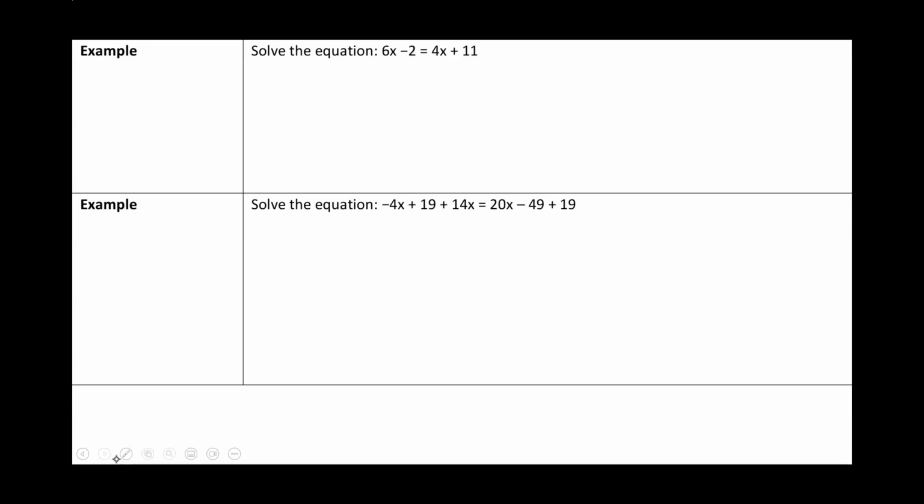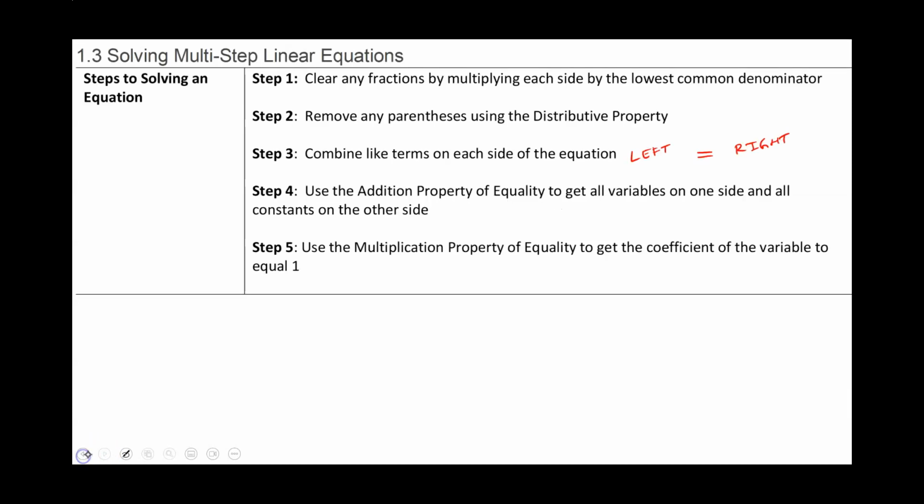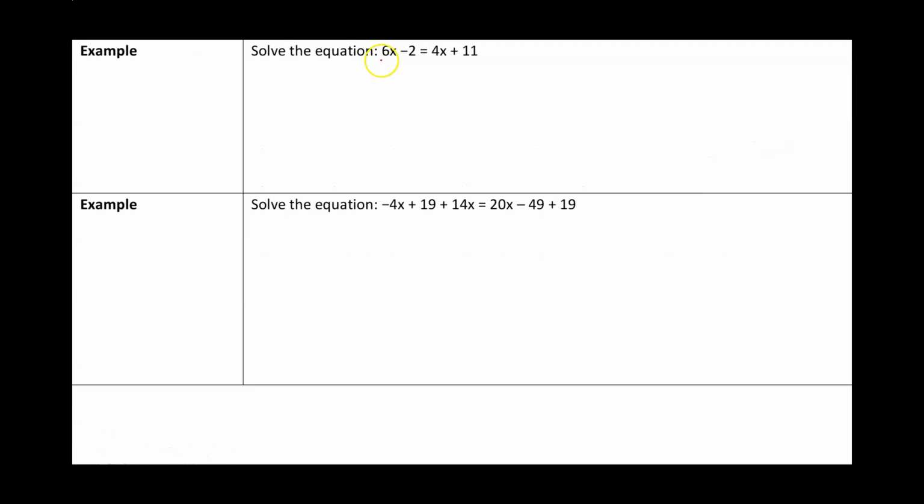We have to solve the equation 6x minus 2 equals 4x plus 11. So in this equation, we have no parentheses. We have no like terms. So if you look at the left side and the right side, no terms are similar. So we skip that step. We just now have to move all the variables to one side and all the numbers to the other side. So you have a choice. You can move the x's to the left or to the right. I'm just going to move them to the left.